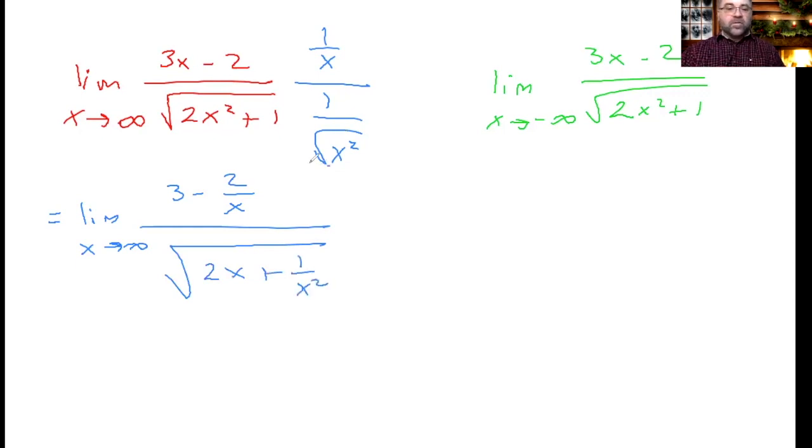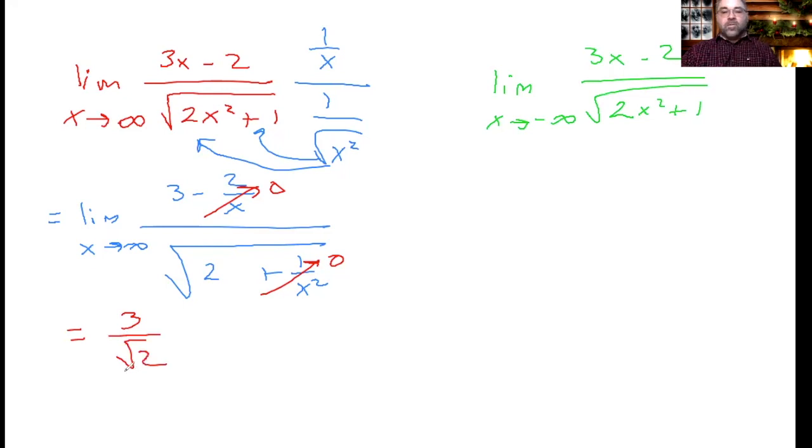Distributing in here, now as x approaches infinity, what happens? This goes to 0. This goes to 0. Why do I still have an x in there? Well, that wouldn't be there. It would have canceled out already, because the x squared really canceled. And notice I just get 3 divided by the square root of 2. 3 over root 2. Okay, no problem.